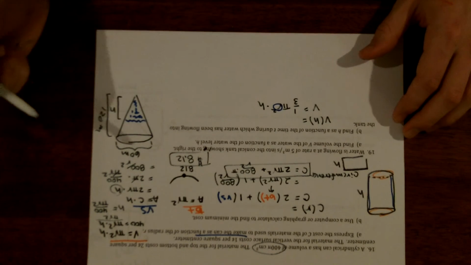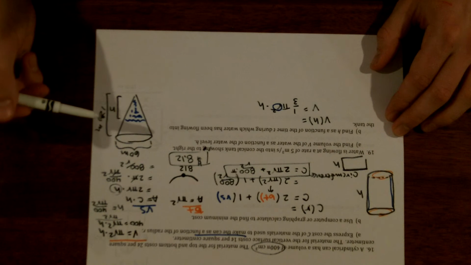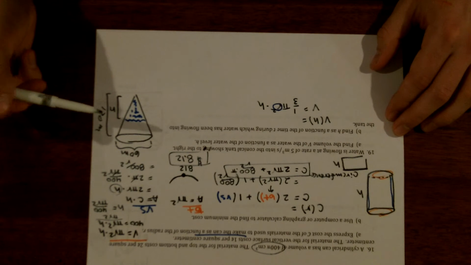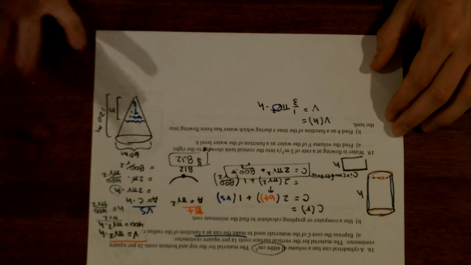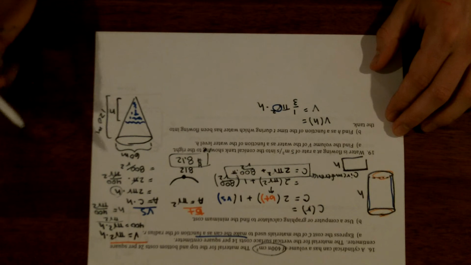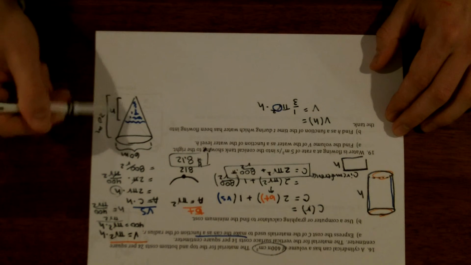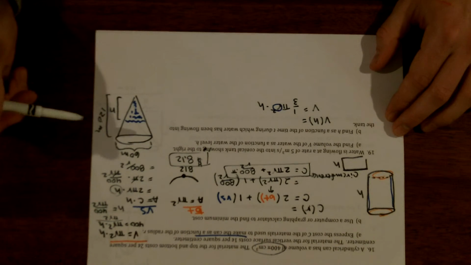Well, we have this cone over here, which is very, very similar to a triangle. The last triangle problem that we dealt with was working with ratios. So we're going to see if we can work with ratios over here as well. This h is the height of the water. 120 meters is the height of the tank total.